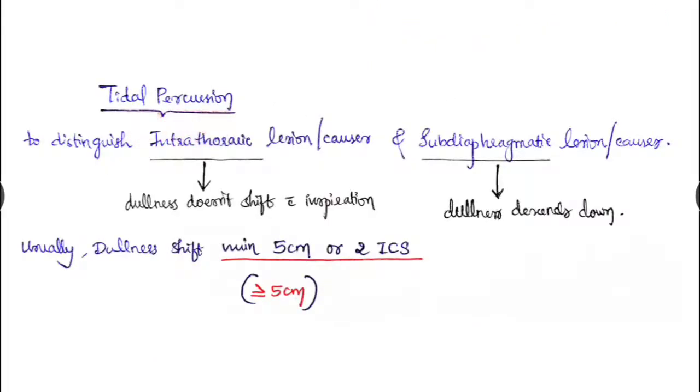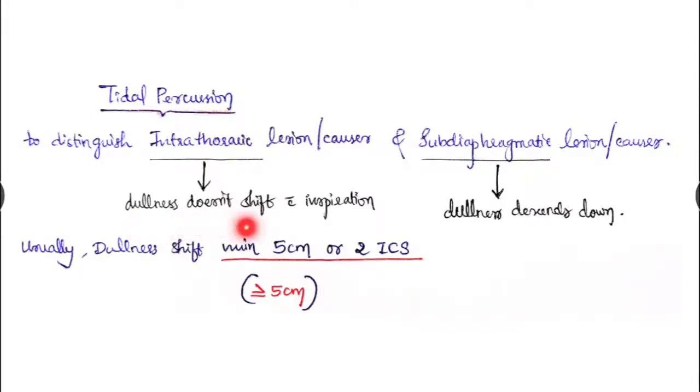Next is tidal percussion. It is to distinguish between intrathoracic lesions and subdiaphragmatic lesions. That is, we percuss the liver dullness at the level of the diaphragm, then ask the patient to take a deep breath. In inspiration also, we percuss, and again we locate the shifted dullness, and that's the tidal percussion.